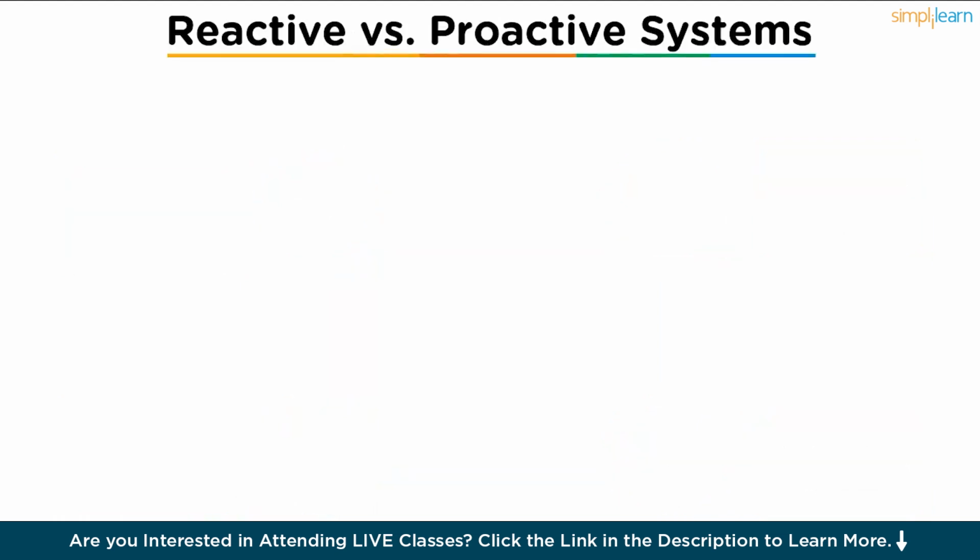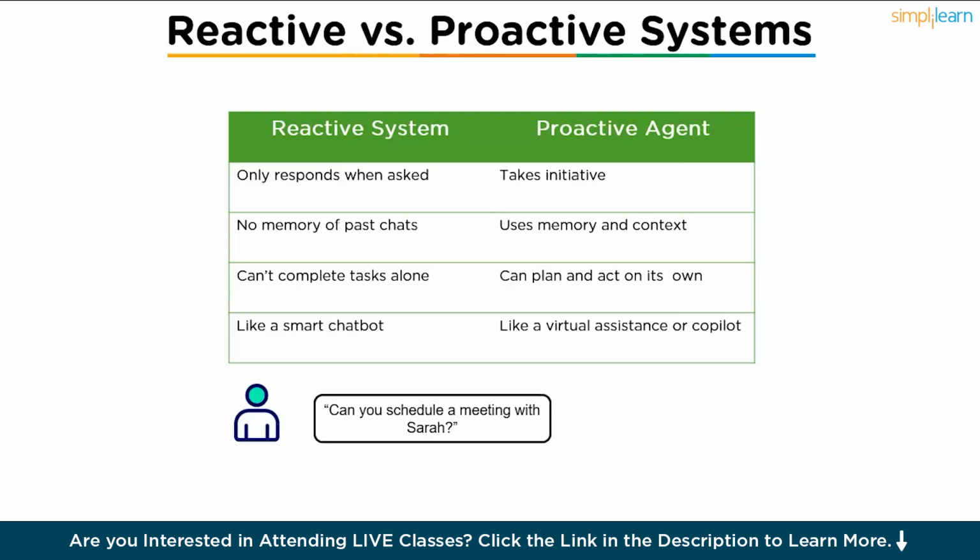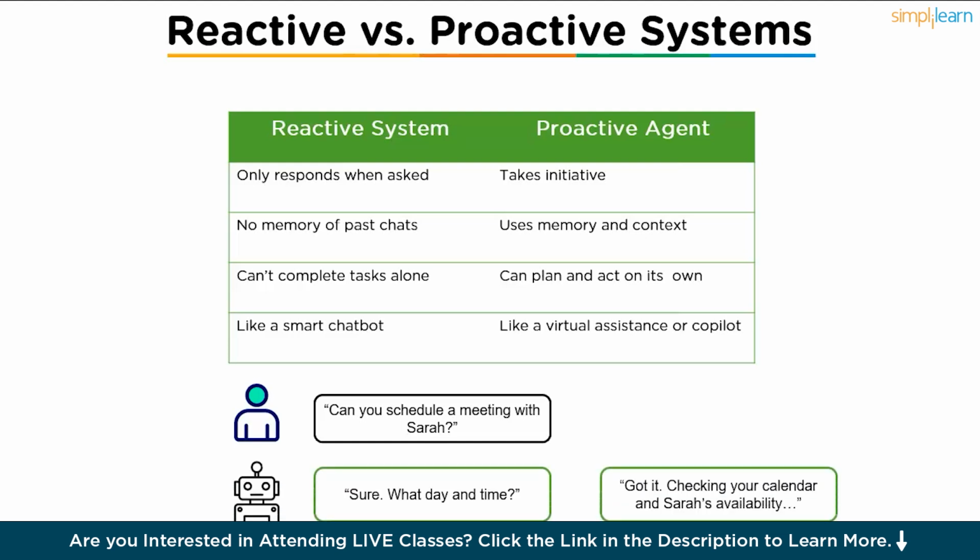Next, we have reactive versus proactive systems. Reactive systems wait for instruction, responding only when asked. In contrast, proactive systems anticipate user needs, act independently, and rely on memory for past context. For example, a reactive system might schedule a meeting when prompted, while a proactive system suggests times based on everyone's availability. This evolution enables proactive agents to function more like collaborators rather than tools.